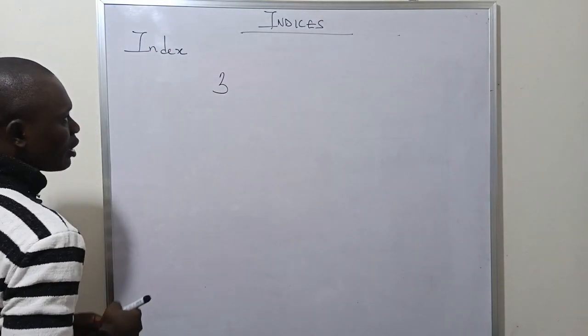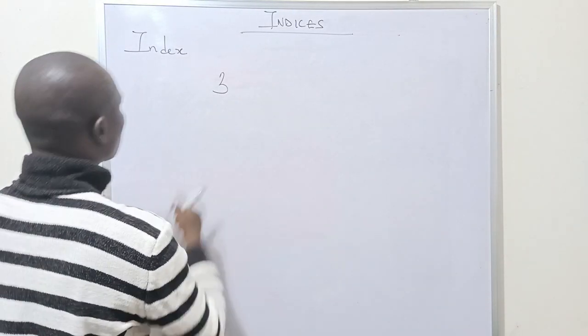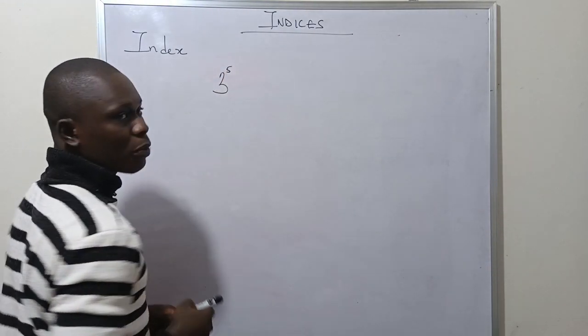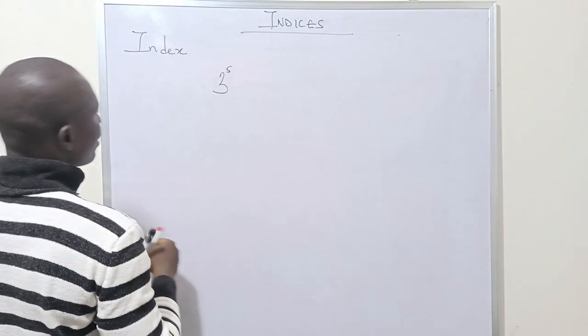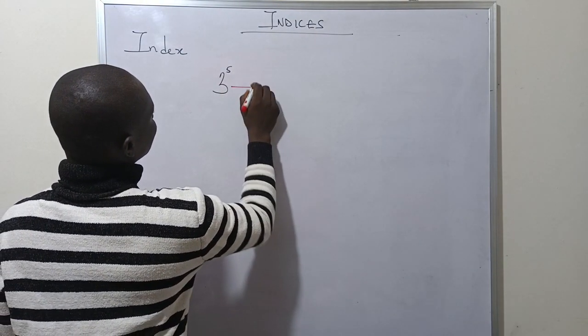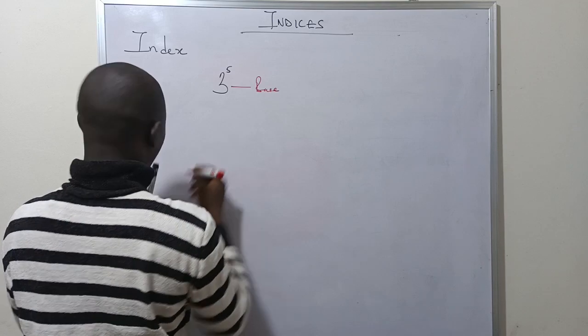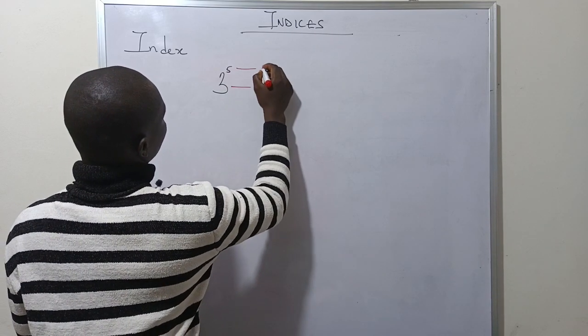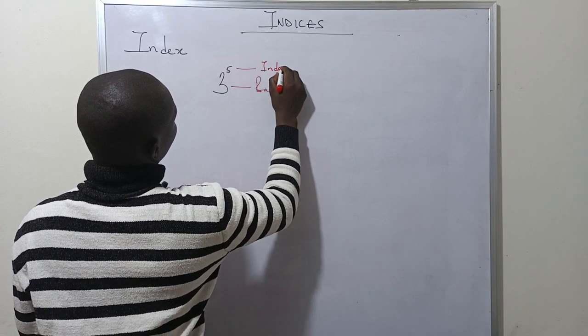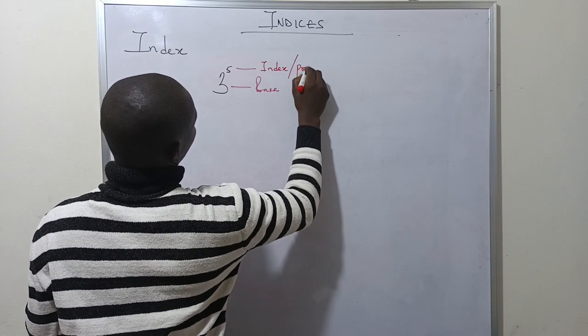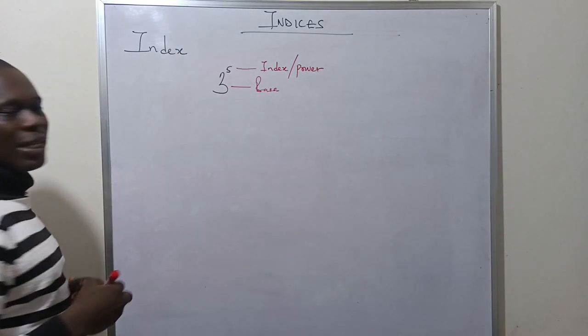So when I have a 3, 3 raised to the power of 5, let me say 3 raised to the power of 5. At this point, our 3 here is regarded as the base, while our 5 here is regarded as the what? The index or the power. This is regarded as the index or power.